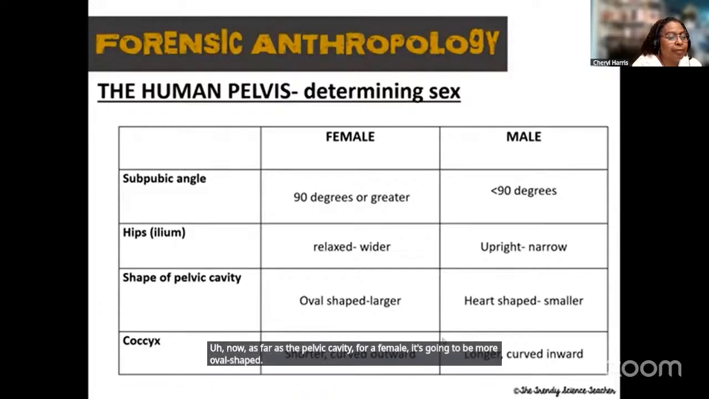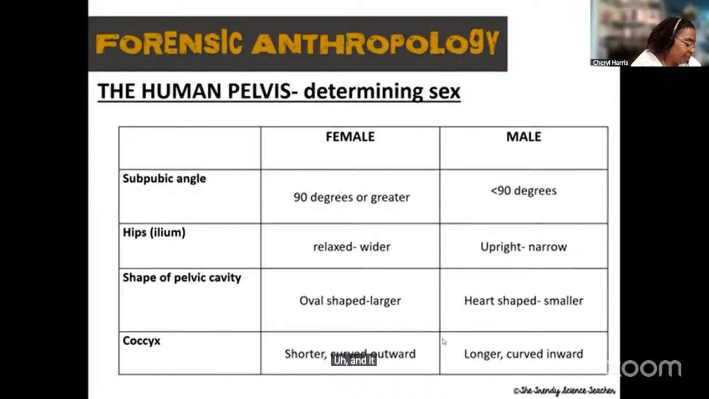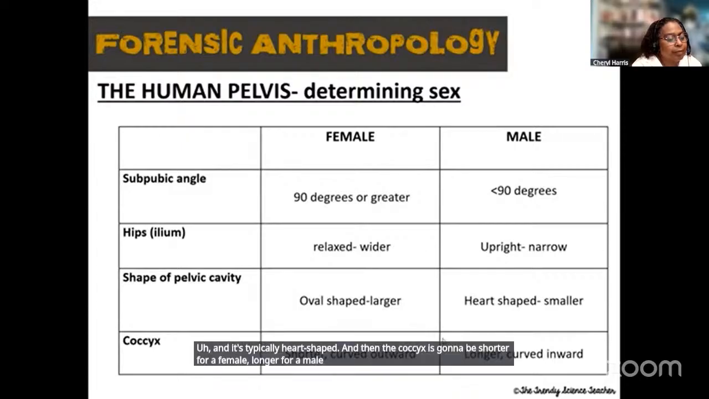It's going to be larger as compared to the male. The male's pelvic cavity is going to be smaller, and it's typically heart shaped. And then the coccyx is going to be shorter for a female, longer for a male. It's going to curve outward in the female and curve inward in the male.